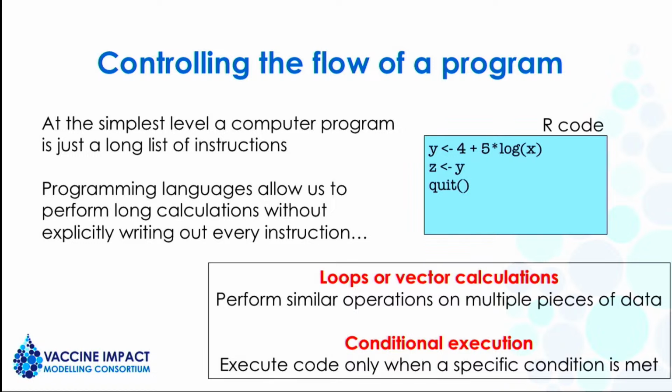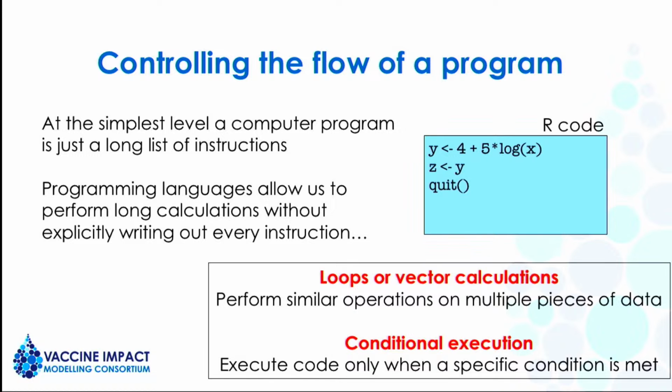Okay? So when R looks at an instruction like this, it reads it back to front. It goes, well, what do I want to do? I want to find this variable x. I want to apply a function to it, which in this case is the logarithm. I then want to multiply that by 5, add it to 4, and then store that value in a new variable y. Okay? So the parser understands the rules and syntax, and we need to learn the rules and syntax, so we tell R to do the right thing.